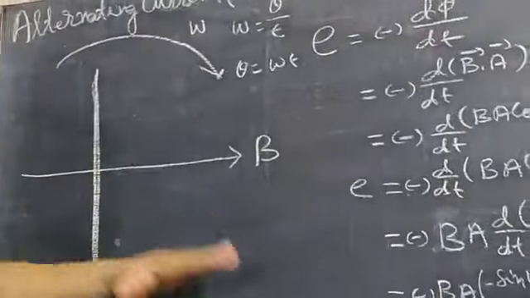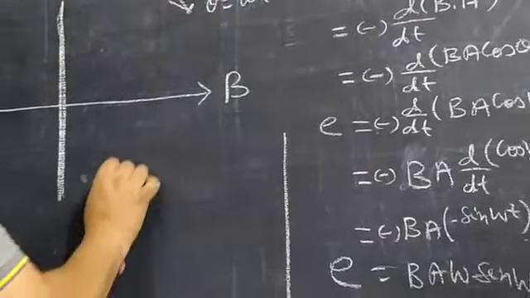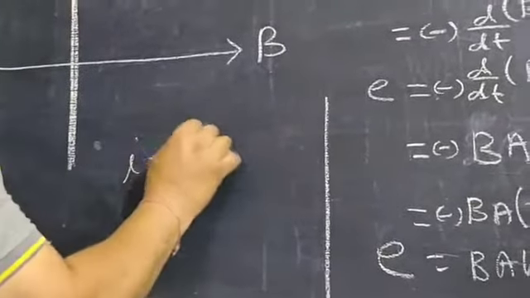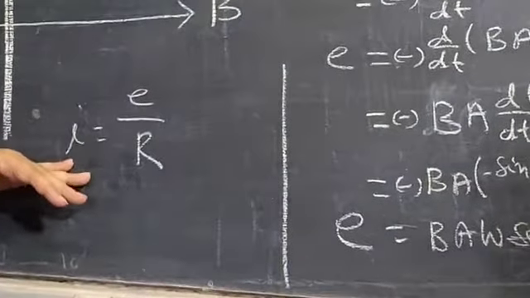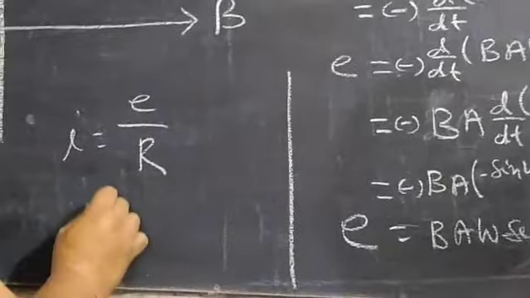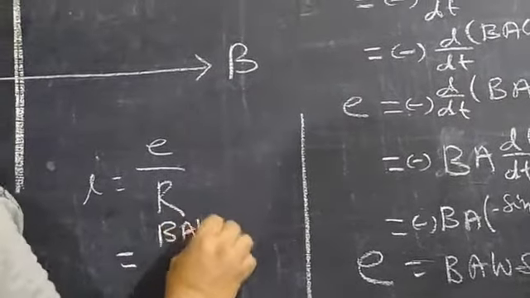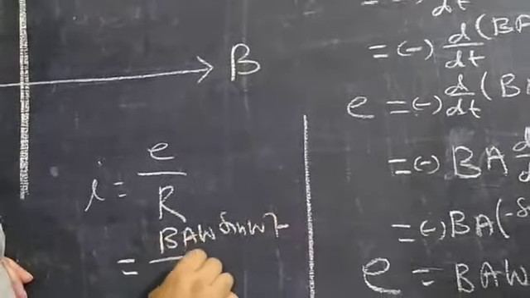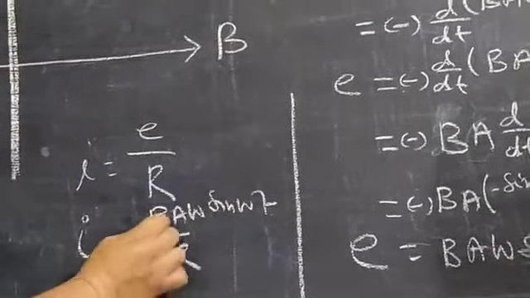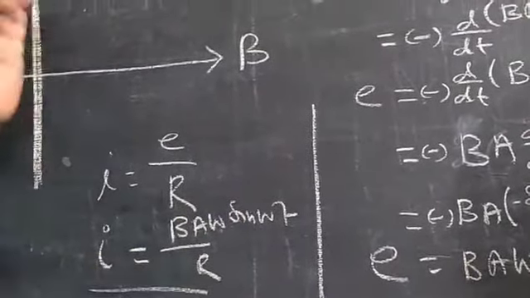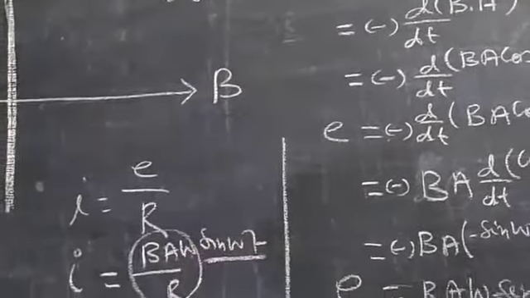So at any time the induced EMF, or if we use Ohm's law, I equals E upon R. So the induced EMF or current will be B A omega sine omega t upon R. How much this current will be depends on B, A, omega and R, where R is the resistance of the coil. They are all constant, fixed. So how does omega t change?